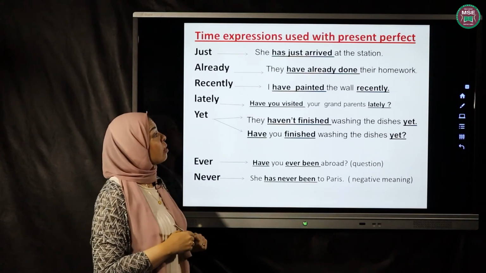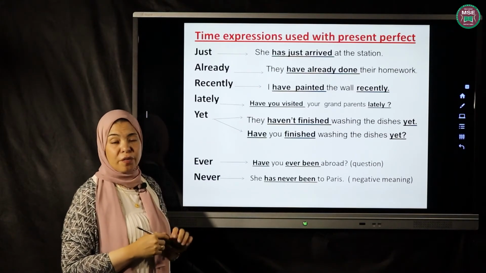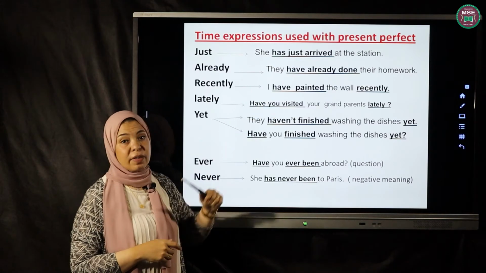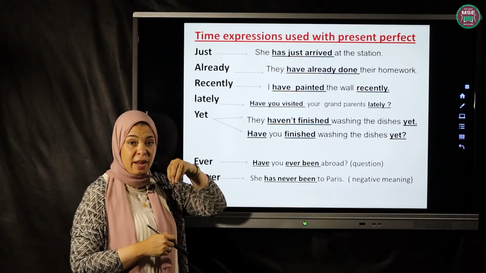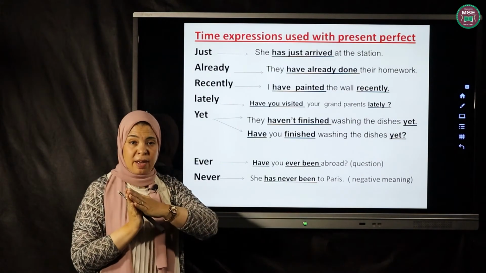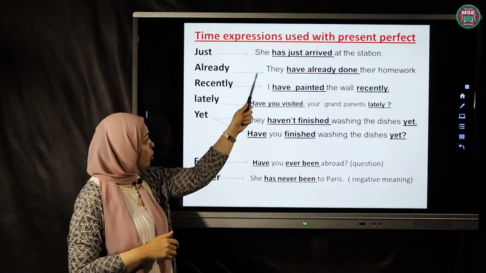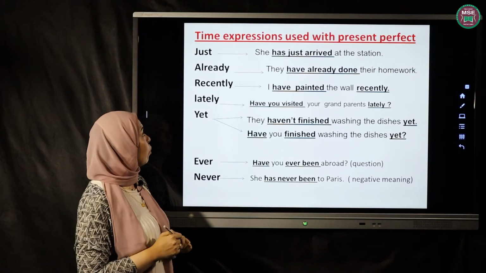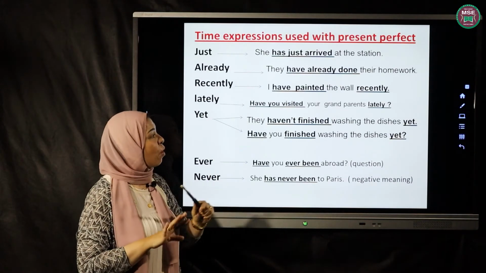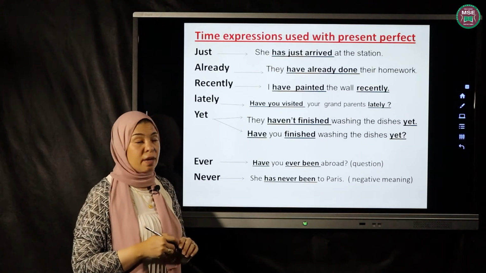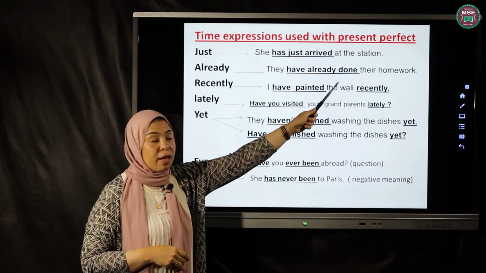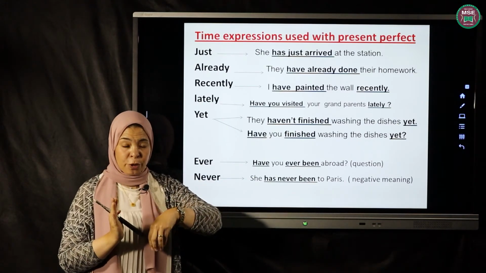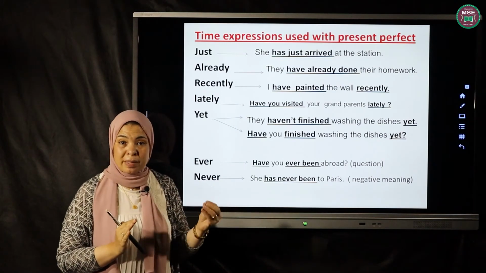Here the time expressions with the present perfect. The time expressions are very important. The first one here is just. She has just arrived at the station. As you see, I put just after have and has and before the PP of the verb. Okay, so she has just arrived at the station. They have just arrived at the station. The second one, already. They have already done their homework. It's the same as just. I put already after have or has and before the PP form of the verb. So we have to insert it between have and has, the helping verb, and the main verb in the PP form of the verb, past participle.